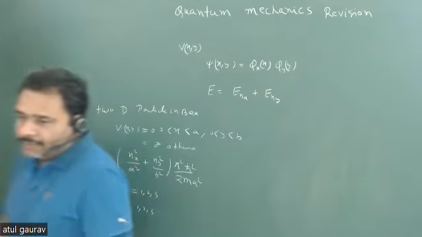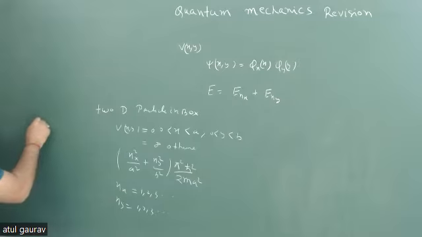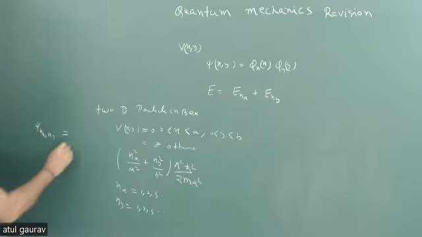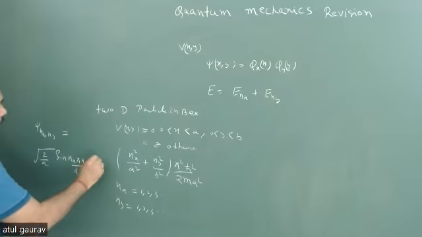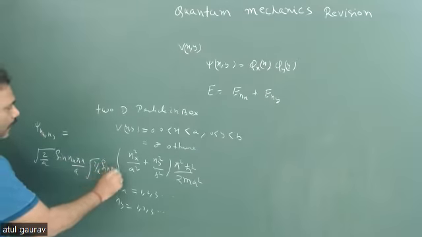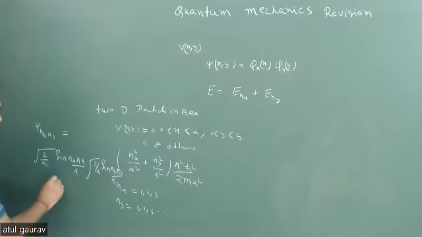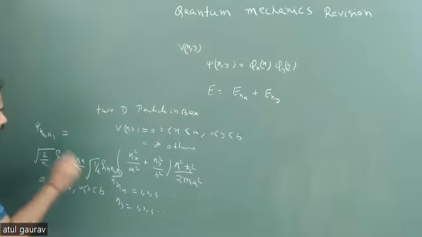And similarly, suppose this box is defined, what will be your wave function? I am writing this wave function here. The wave function is psi nx ny equal to root 2 by a sine(nx pi x by a) times root 2 by b sine(ny pi y by b), where x is between 0 to a and y is between 0 to b.